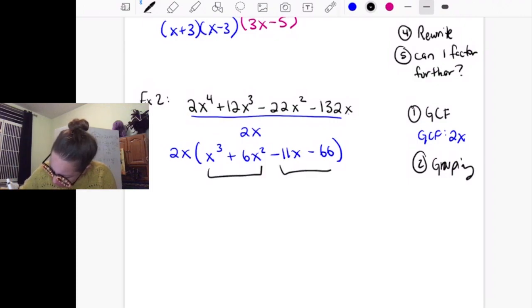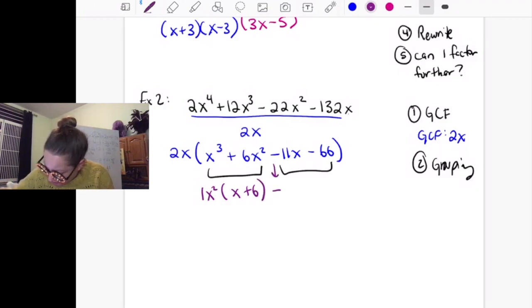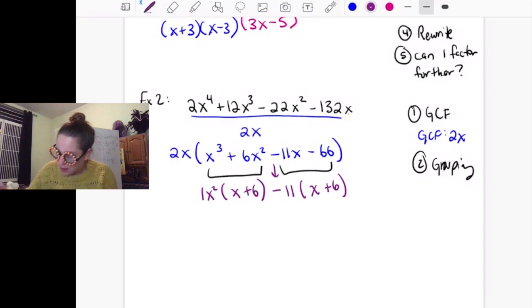And so we group and we group. And we say, well, the only thing that can divide out of both of those is 1, but both of them also have an x squared. So it's 1x squared, parenthesis x plus 6. And then here I can bring down the sign, minus, and 11 can divide out of both. So I divide that out of both. Negative 11x divided by negative 11 is positive x. Negative 66 divided by negative 11 is positive 6. We check if it's the same, same, same.